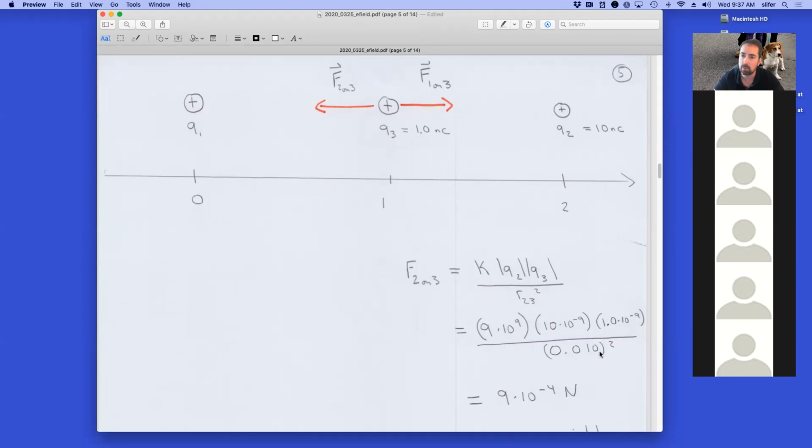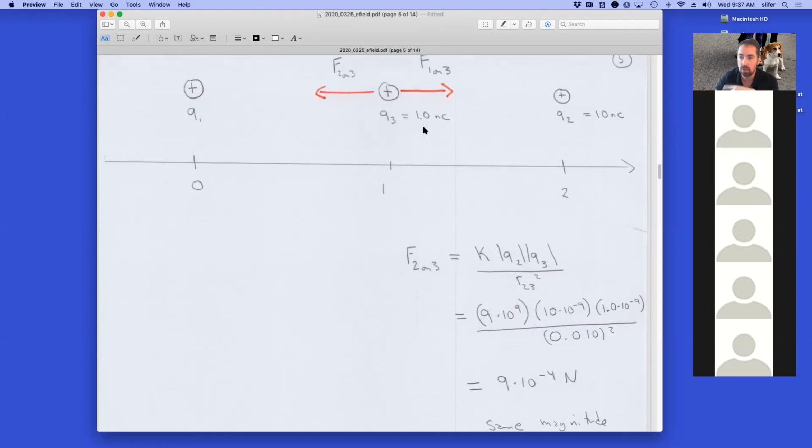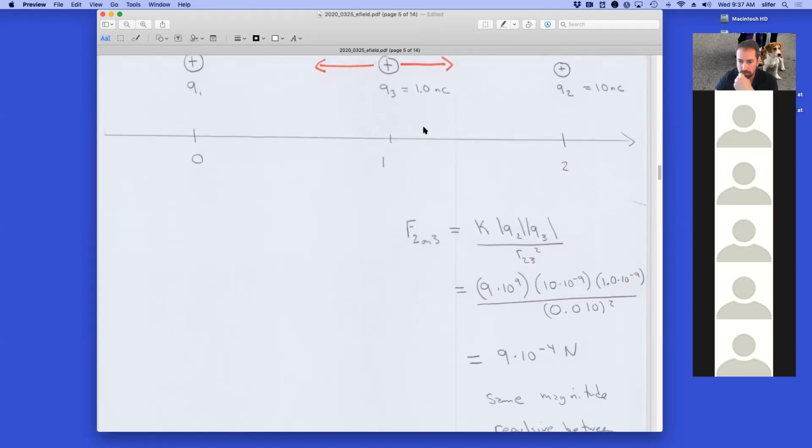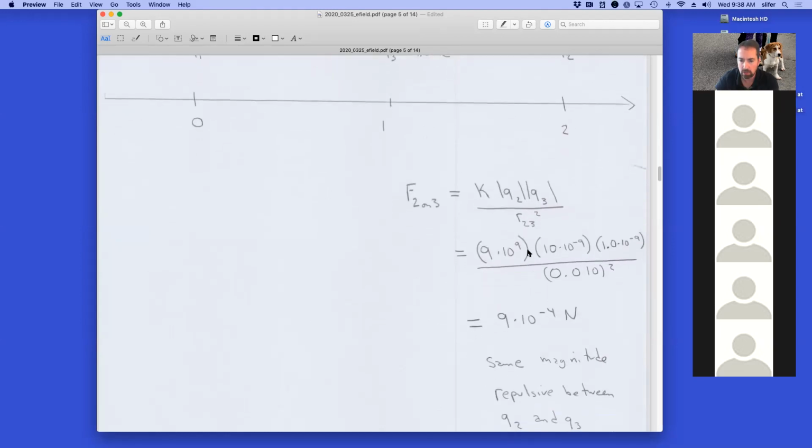And I get the same number, which is probably not surprising. After a while, you can develop some intuition on these problems. If I had a 10 nanocoulomb charge on this side and a 10 nanocoulomb charge on this side, everything is symmetric. So the magnitude is going to be the same. You could have actually done this intuitively, but until you've practiced these a little bit, I wouldn't recommend trying to jump ahead like that. The magnitude is the same, 9 times 10 to the minus 4 newtons.